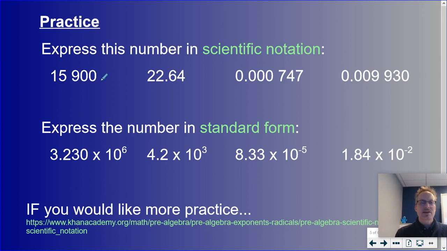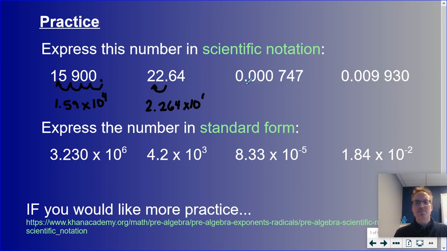Okay, if I take a look at this, the decimal in this one's going to be right here. So I'm going to move it 1, 2, 3, 4 to the left. So this is 1.59 times 10 to the, and because I moved it 4 to the left, that's going to be a positive 4 exponent. I'm going to move it 1 to the left. So this is 2.264 times 10 to the 1 exponent.